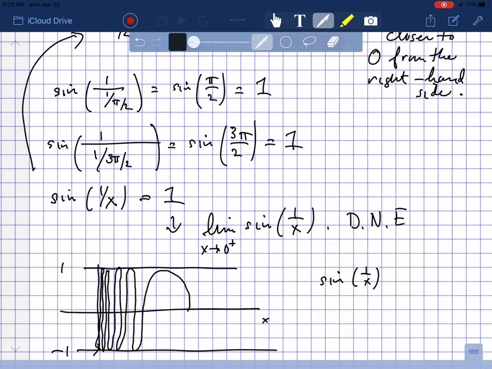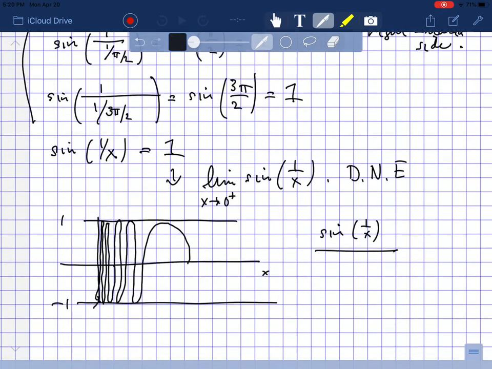So in other words, as x gets closer and closer to 0, the sine can be made to get closer and closer to any number between -1 and 1. And in that case, the limit does not exist because it's not going to be unique.